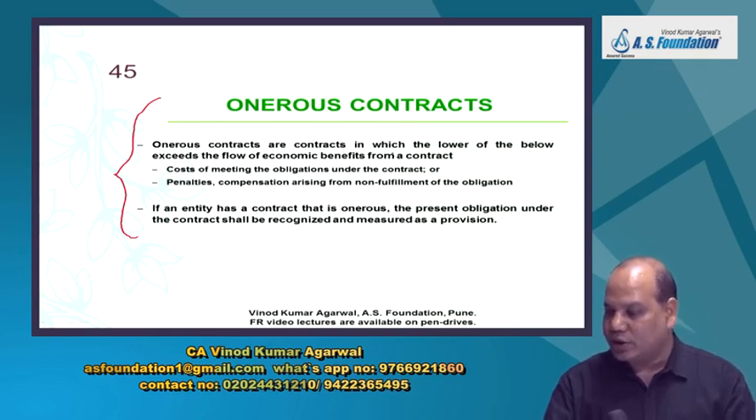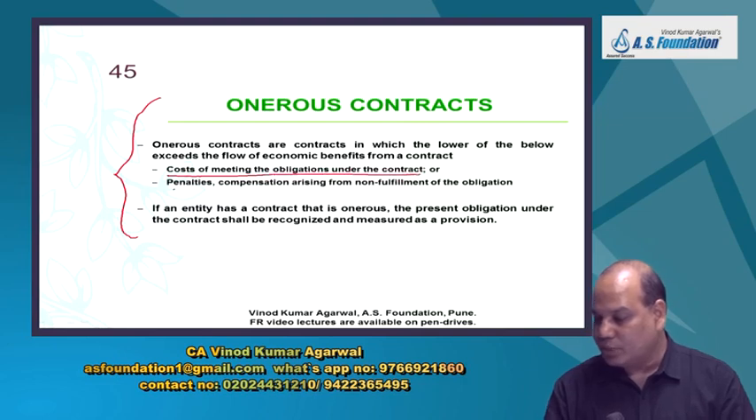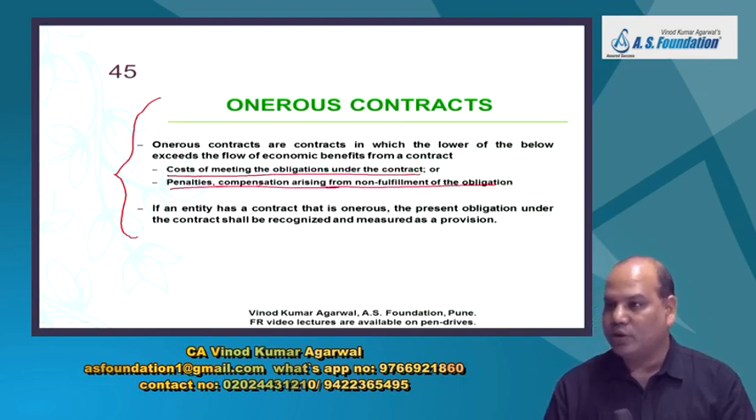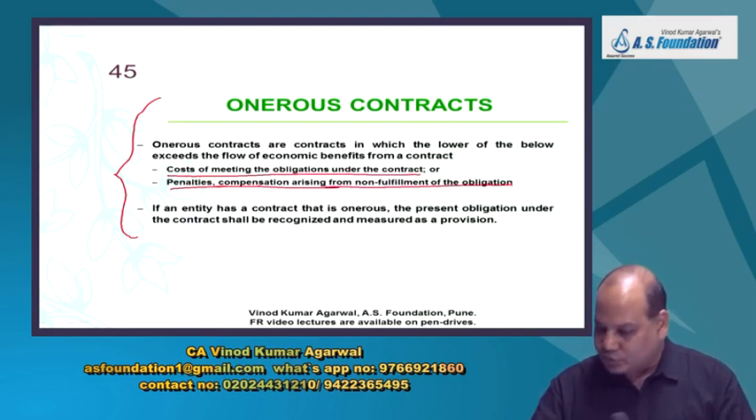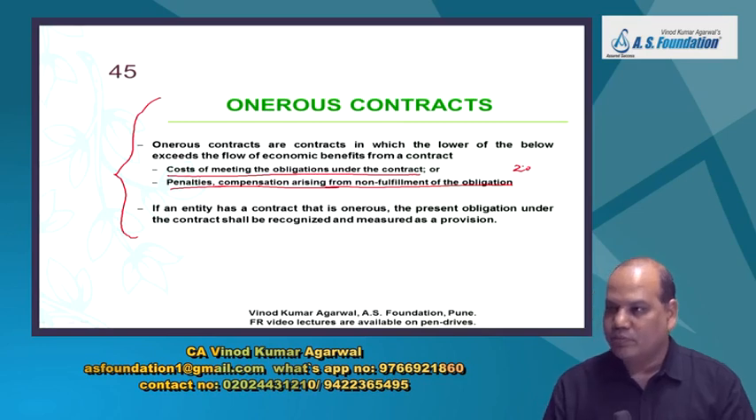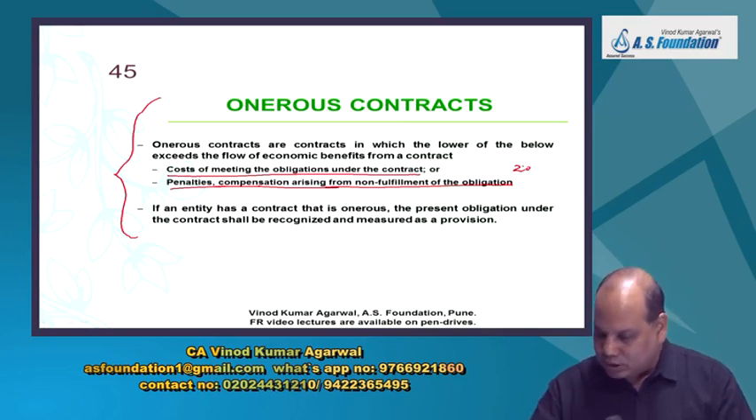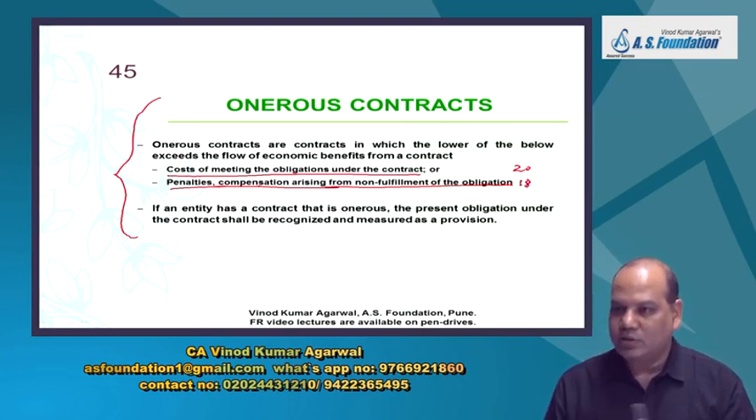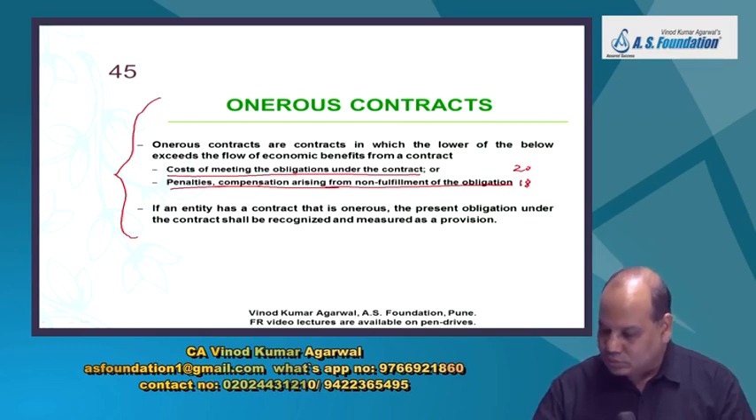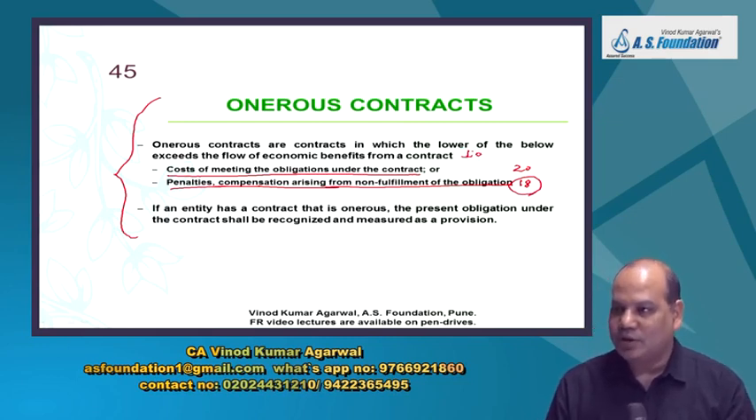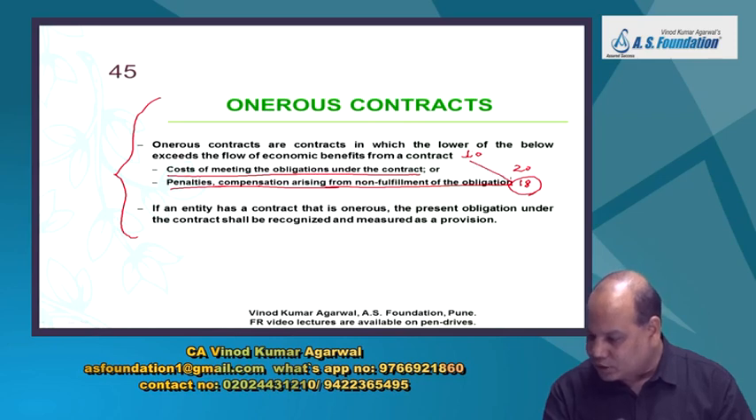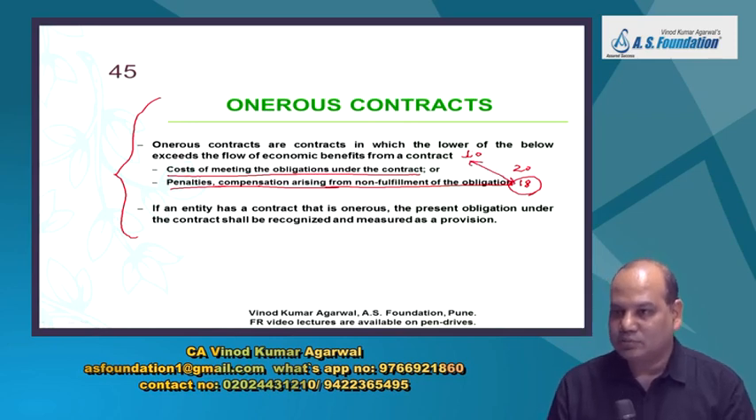Onerous contracts are contracts in which the lower of the below exceeds the flow of economic benefit from the contract: the cost of meeting the obligation under the contract, or penalties and compensation arising from non-fulfillment of the obligation. Suppose you have to pay 20 crore if you meet the obligation, but you go to the other party and say, no, I want to cancel. He says you can cancel it for 18 crore. Which figure will you take? 18, because then you will be happy to pay 18 crore. And the benefit from this contract is only 10 crore. So the standard says you will have to make a provision of 8 crore. Is it right?